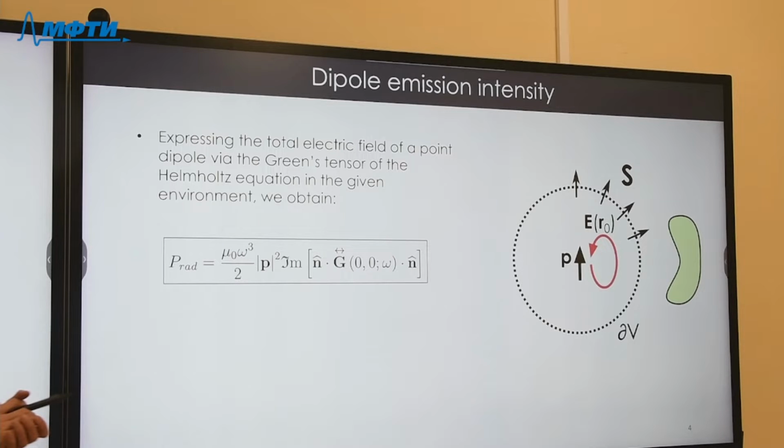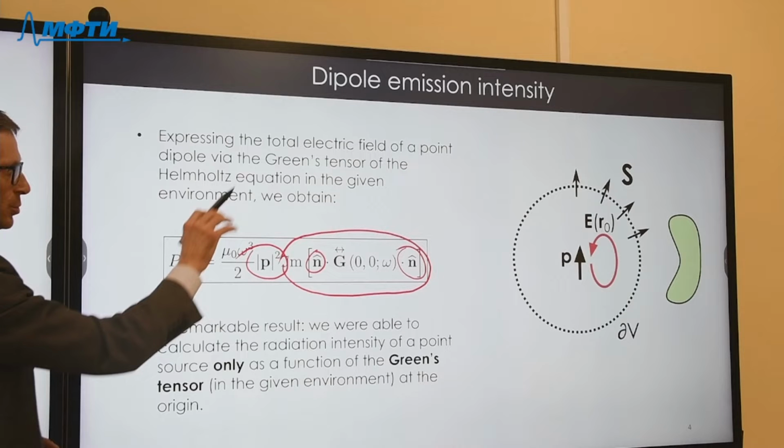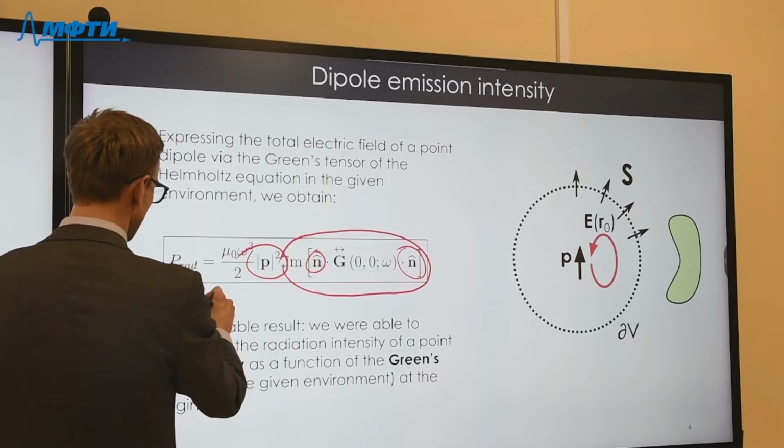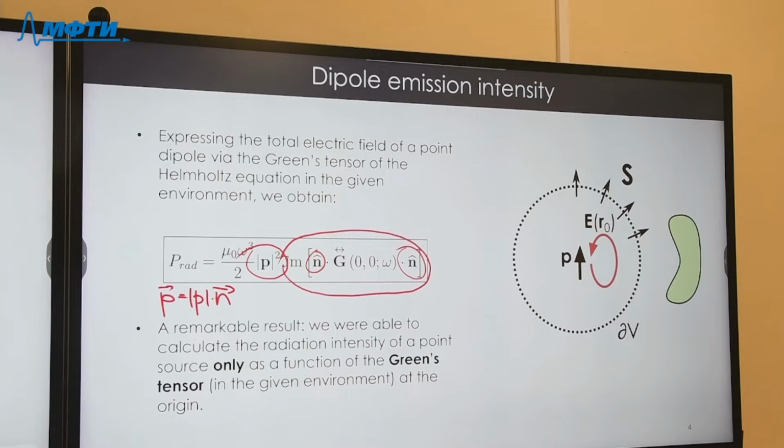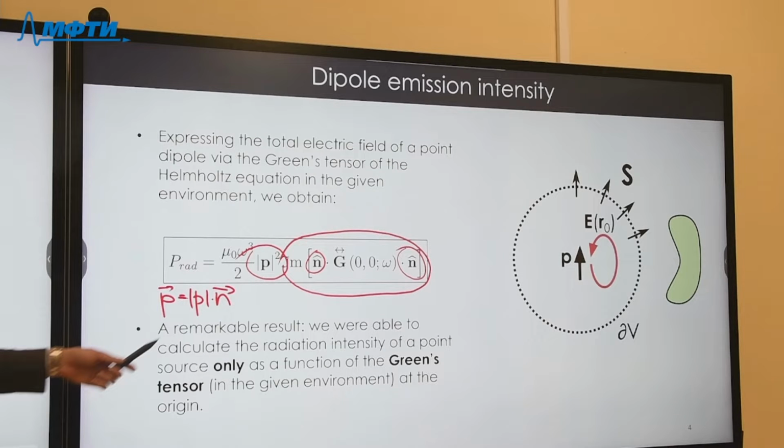We take the scalar, the dot products of the Green's tensor with n, where n is the unit vector in the direction of the dipole. So p equals p times n. This is the unit vector in the direction of the dipole. If the dipole is linearly polarized, then n also is linearly polarized, but the dipole can be circularly polarized or elliptically polarized, then n will have the corresponding structure.